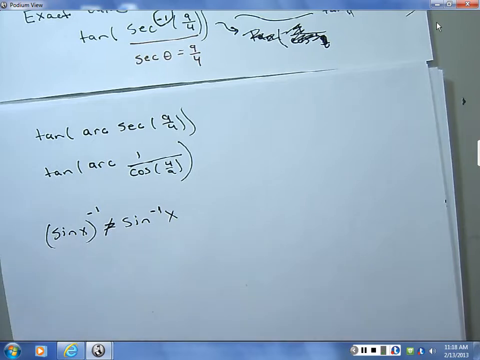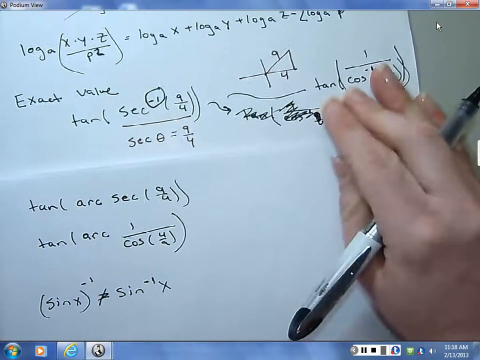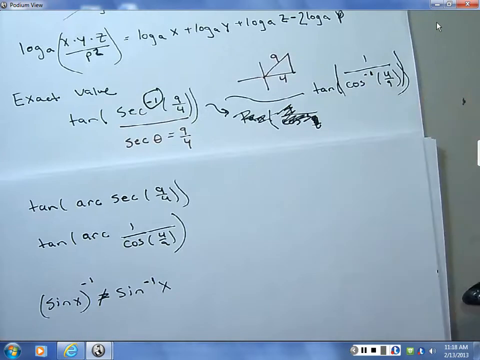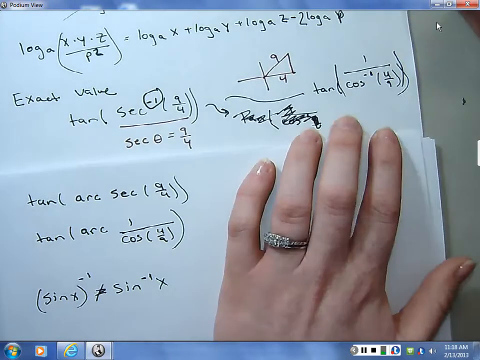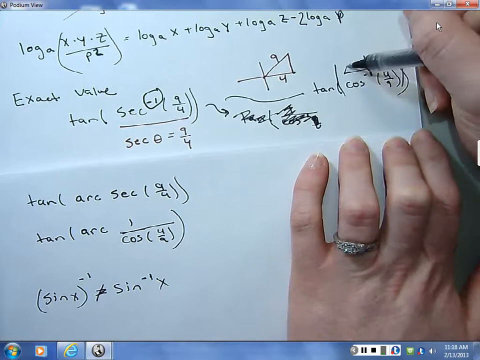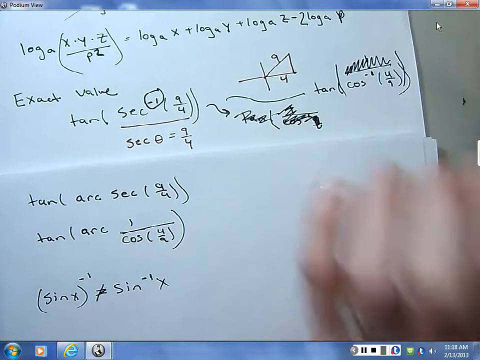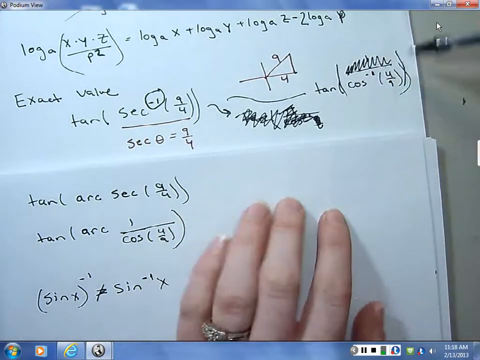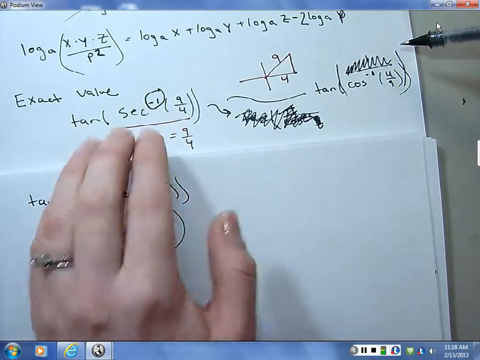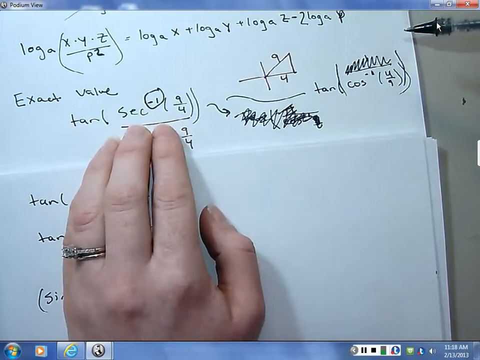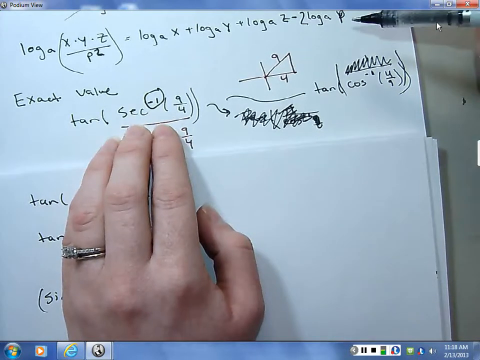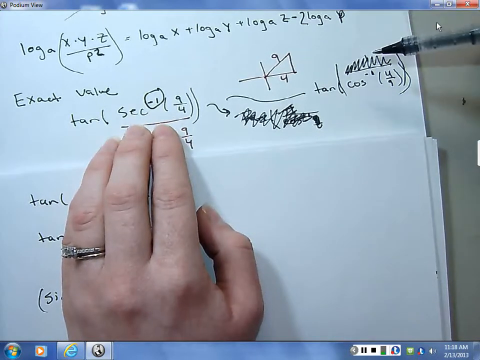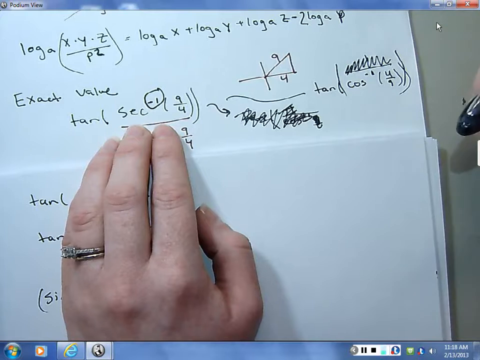Question? I don't understand something. Tangent of 1 over cosine inverse of 4 over 9. I don't get it. Okay, so maybe don't try to rewrite it in terms of cosine inverse. Just think secant's 1 over cosine. Cosine's adjacent over hypotenuse, so secant's hypotenuse over adjacent. Does everyone feel comfortable with that?